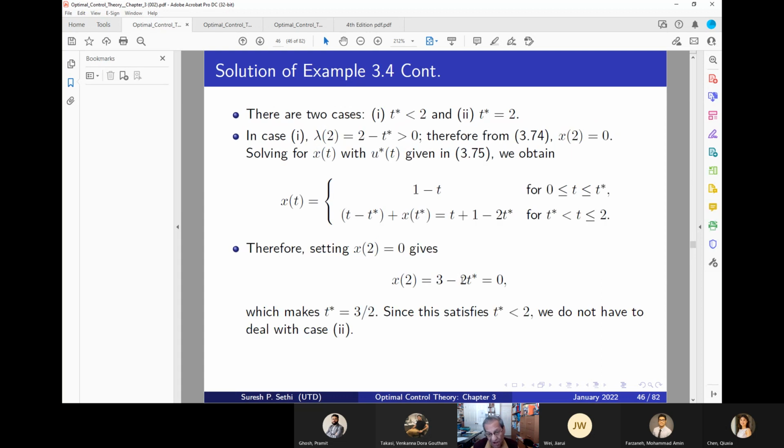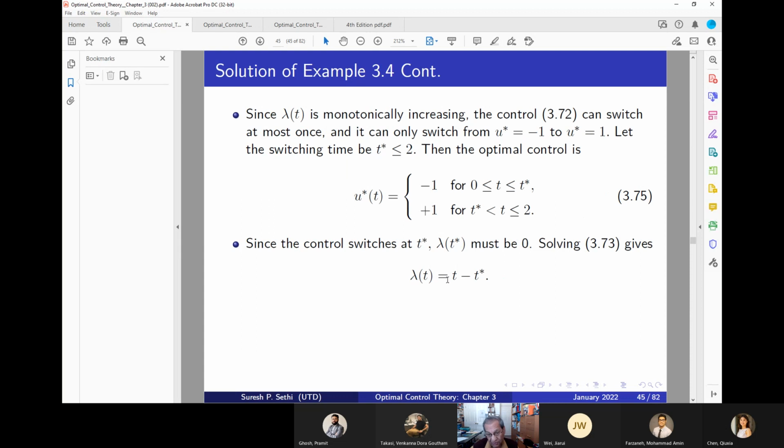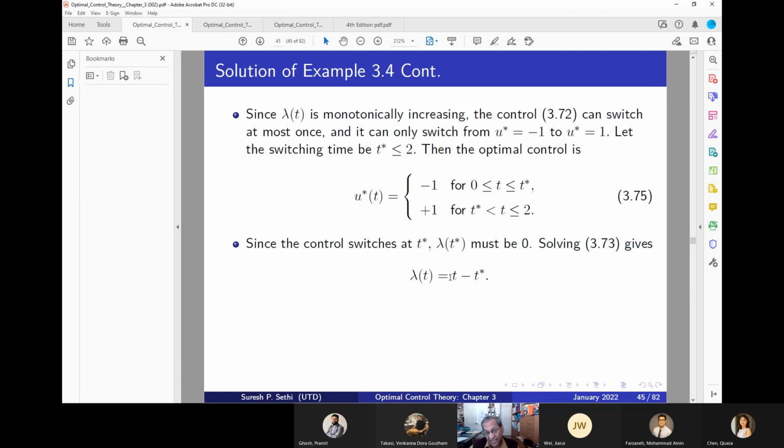We know that lambda dot equal to 1 means the general solution of lambda is t plus a constant, since if you integrate, the solution will be t plus a constant. The t we know; the constant we don't. But we know that lambda at t star has to be 0, so the constant is exactly minus t star. Because lambda of t is t minus t star, at t equal to t star it becomes 0. So we already got the constant: it is this switching time. Of course, we don't know its value, but that is our constant.